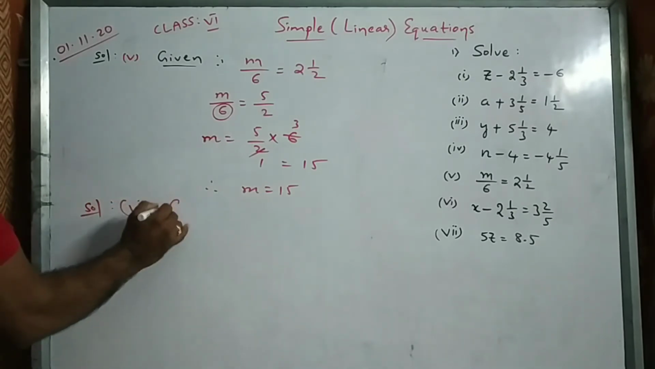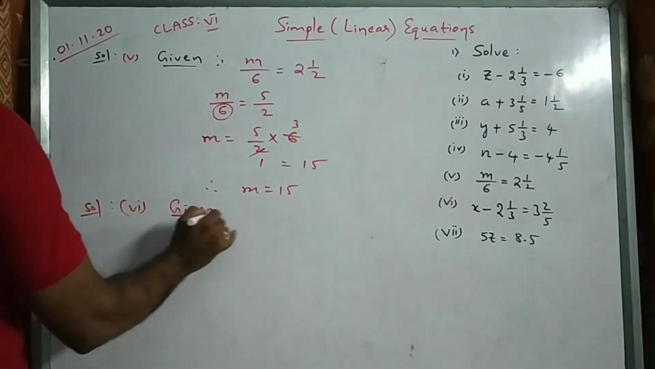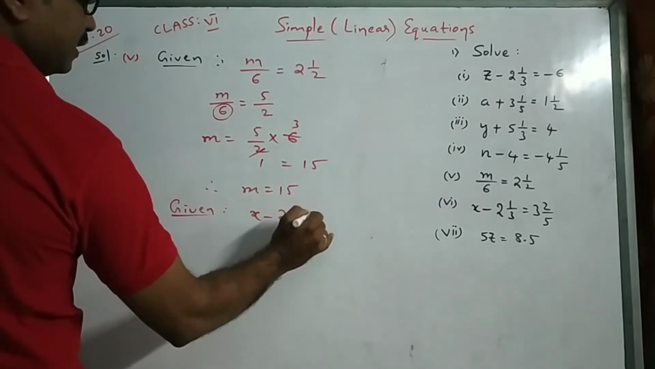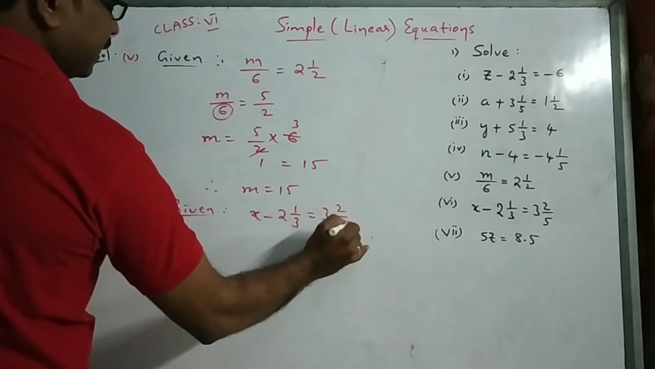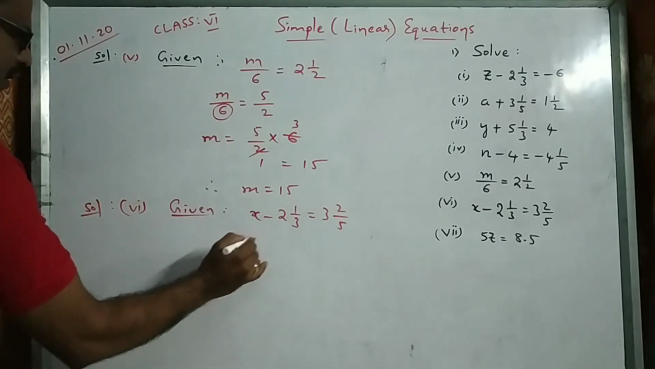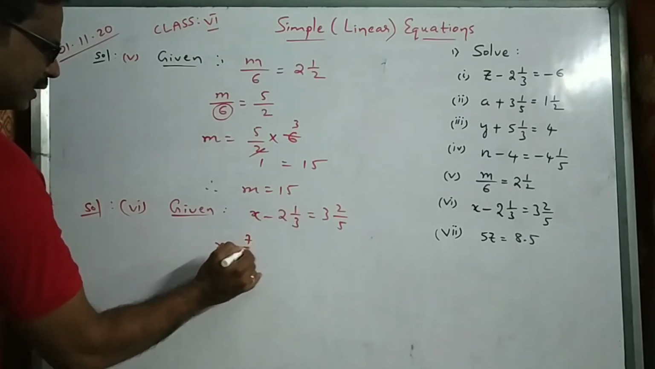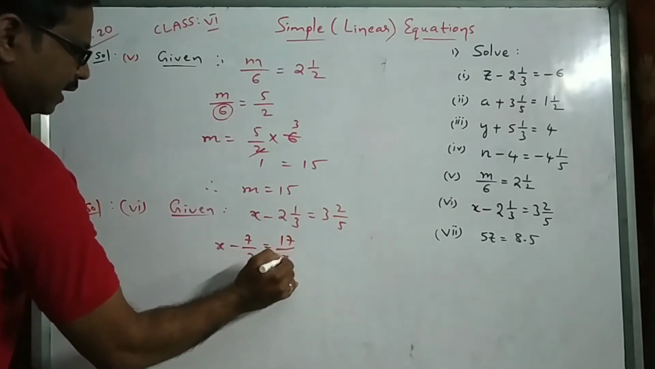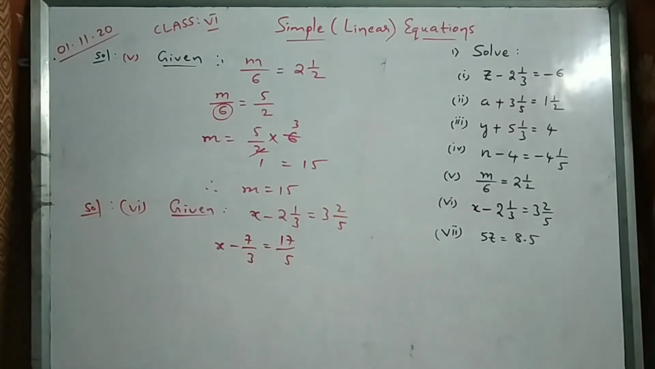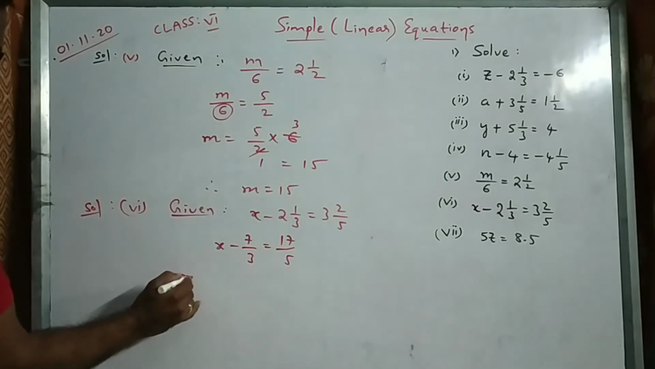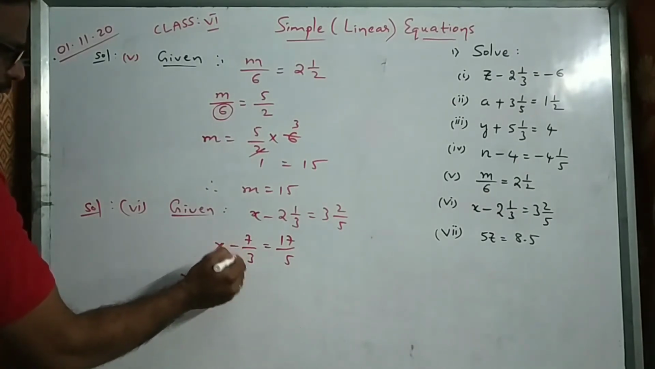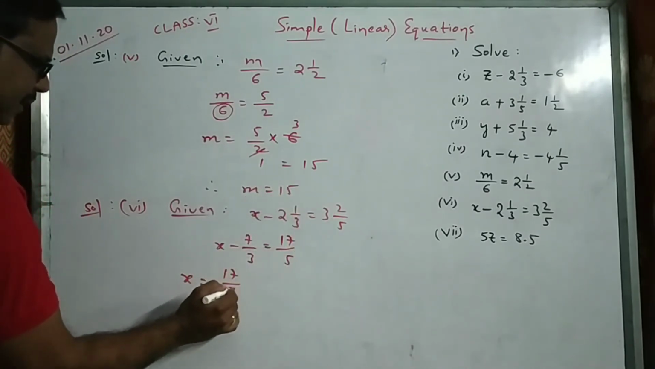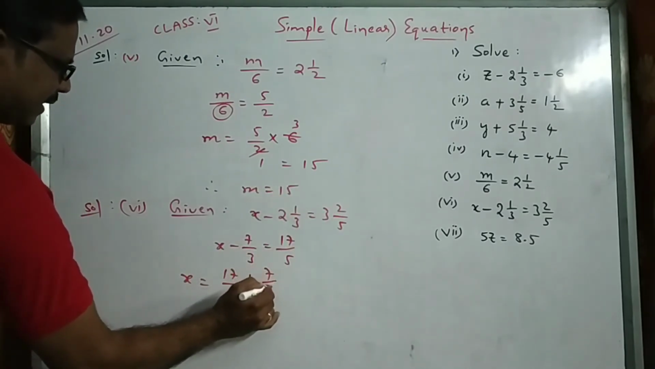Sixth one. Given x minus 2 1 by 3 is equal to 3 2 by 5. Change it. 3 2s are 6 plus 1, 7 by 3. 5 3s are 15 plus 2, 17 by 5. X equal to this, minus 7 by 3 transposed to the RHS side becomes plus 7 by 3.